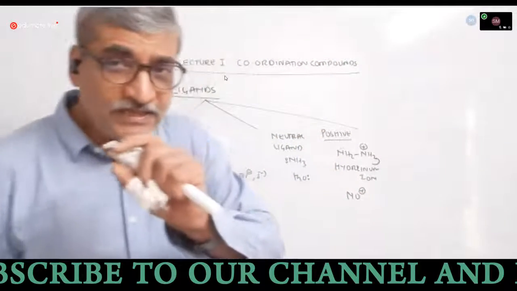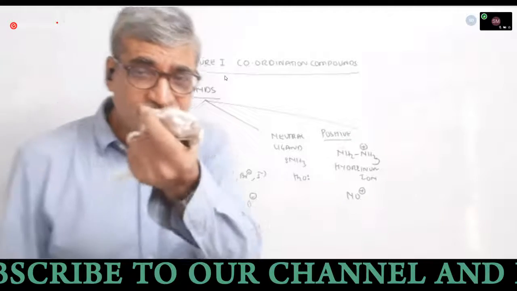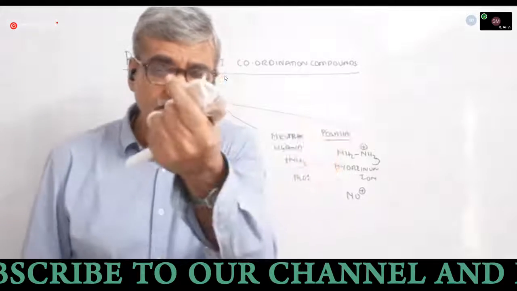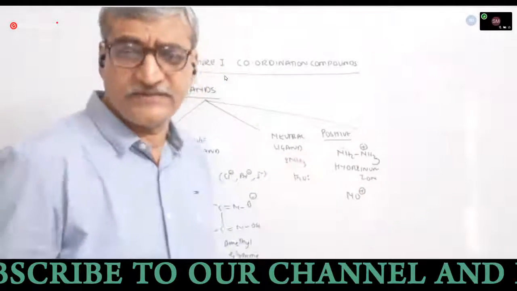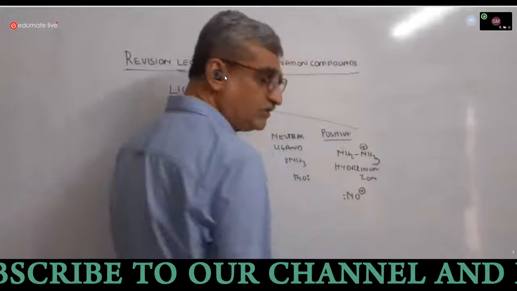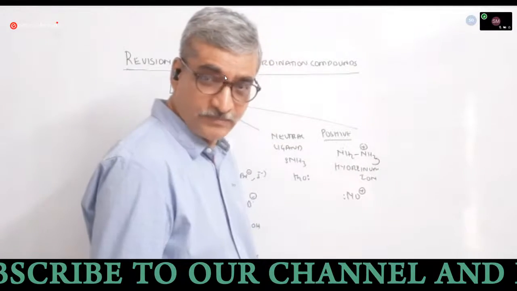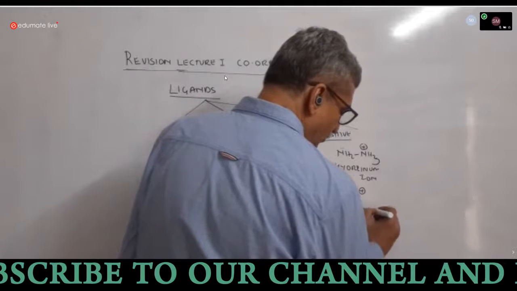See, NO is called nitric oxide. Nitric oxide and nitrogen dioxide each have one odd electron. So if that odd electron goes away, it becomes NO plus. But remember one thing, it can still donate an electron pair from nitrogen. It has a lone pair of electrons. So this is called nitrosonium.